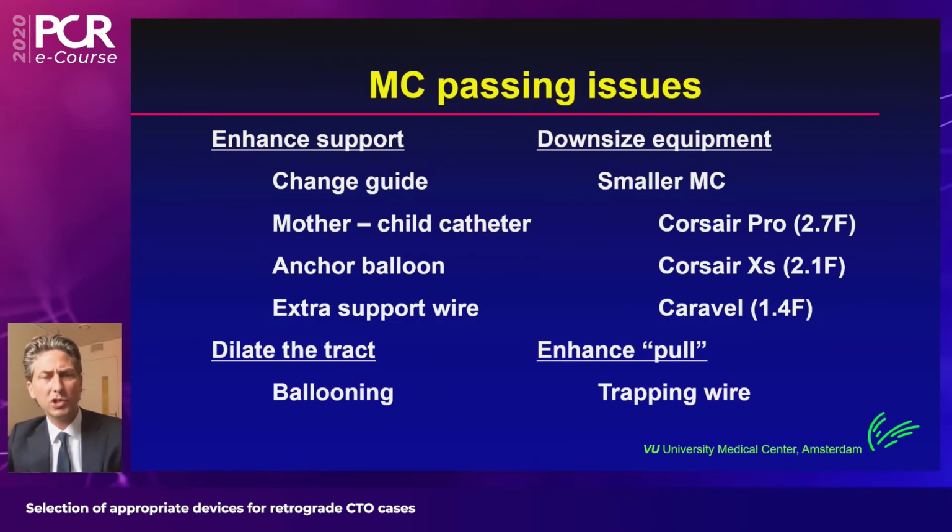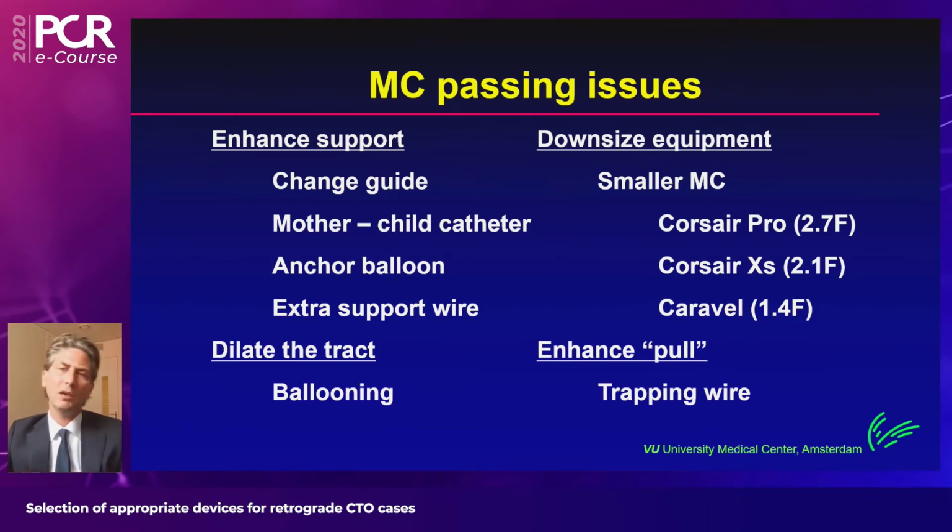In case you don't get through the septum, there are some tips and tricks you can use. You can enhance the support by getting a firmer guide, getting a guide extension, getting an anchor balloon, or a more supportive wire. You can dilate the track to make more room. This works for the septums and is contraindicated in the epicardials. Or you can downsize your equipment. In this case, it was a Corsair Pro, but you can downsize it to Corsair XS, which we'll hear later from the other speakers about, or Caravelle.